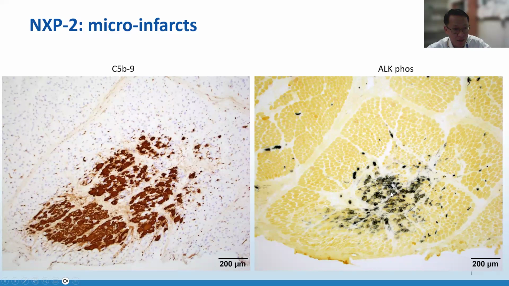And this is the alkaline phosphatase. Alkaline phosphatase typically shows very little connective tissue reactivity, but it can highlight these zones of infarct.